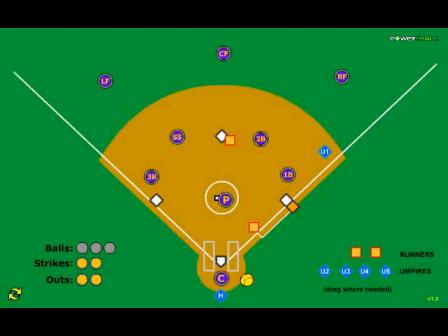runner on first advances. Now this is a live ball, so both runners can be caught out on a force or a tag. So you have to be careful and be diligent in how you run the bases. Dropped third strike.